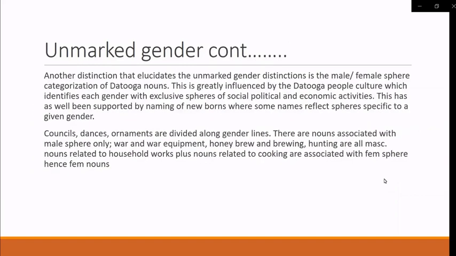1964. Another distinction that elucidates the unmarked gender is the male-female sphere categorization of Datooga. This is greatly influenced by the Datooga people's culture, which identifies each gender with exclusive spheres of social, political, and economic activities. This has as well been supported by naming of newborns, where some names reflect spheres specific to a given gender. We shall see this clearly when we come to personal names. Also here we have councils, dances, and ornaments divided along gender lines. They are nouns associated with the male sphere only. War and war equipment, honey brew and brewing, and hunting are all masculine. Nouns related to household work and cooking are associated with the feminine sphere, hence feminine nouns.